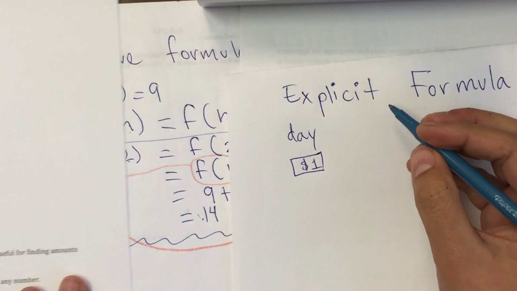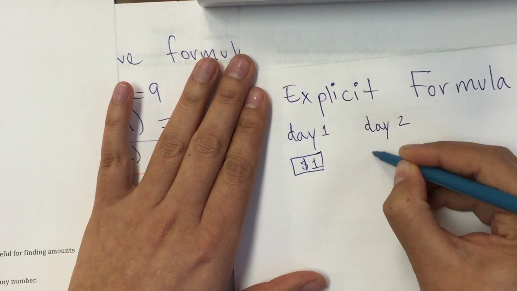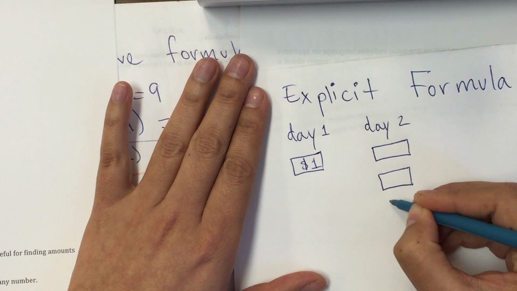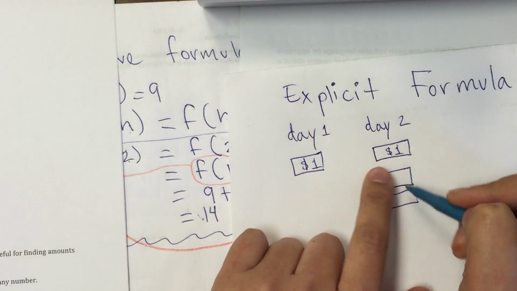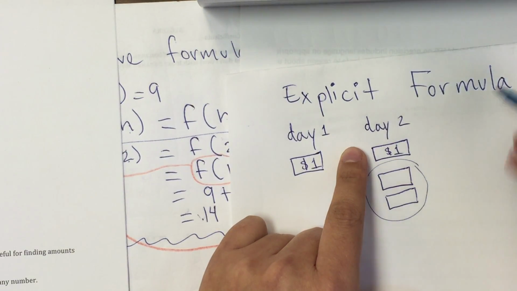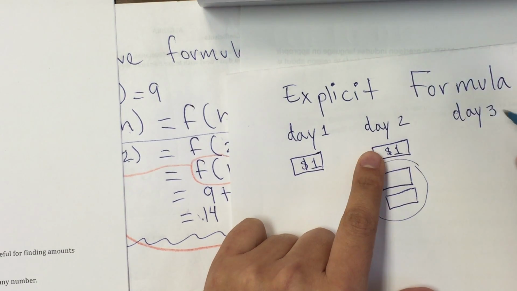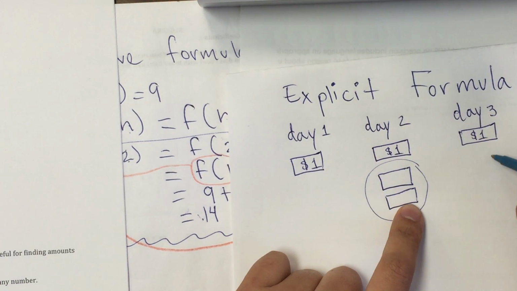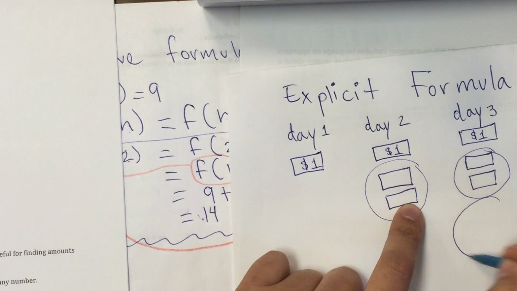Then day 2, you have that $1 and you start saving $2 additional. Okay, you have that $1 and you start saving another $2. Day 3, you have the $1 that you started with plus the $2 that you saved day 2 and an additional $2.